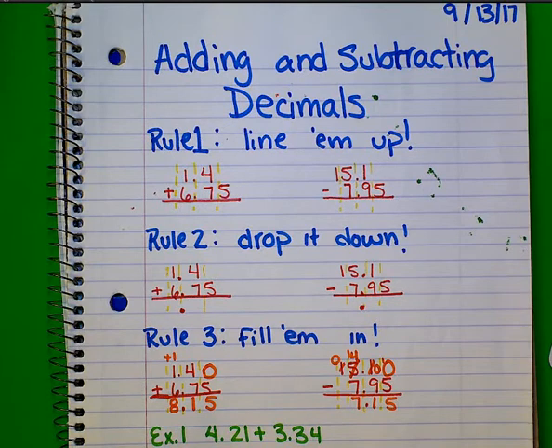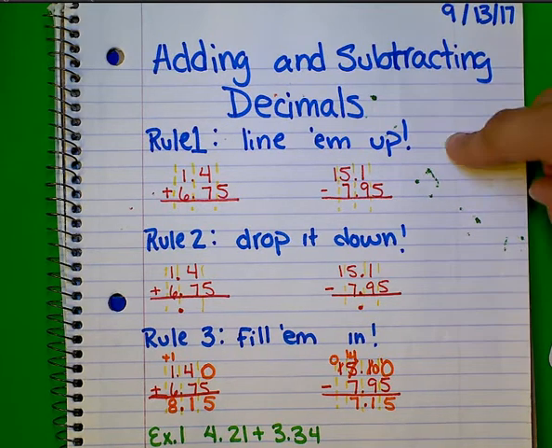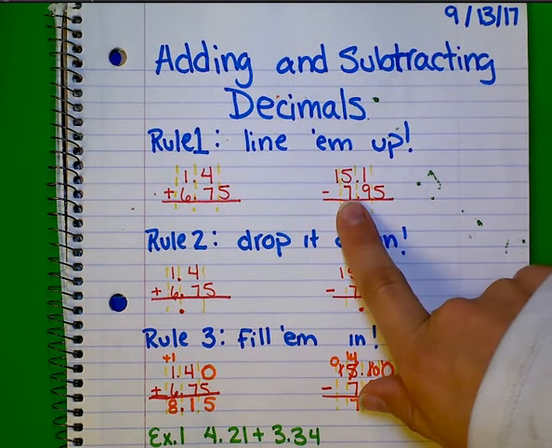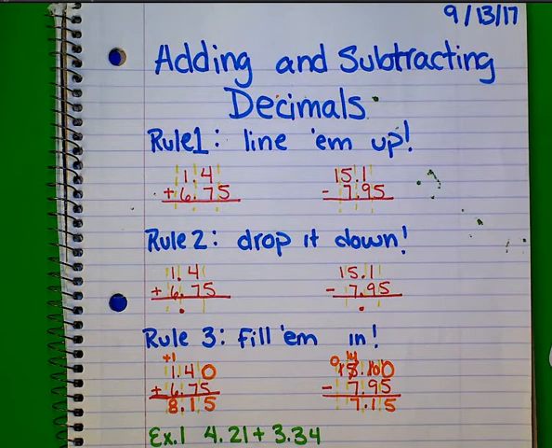Rule number 1 is to line them up. So all you do here for this step is line up the decimal points. A good example for this is to think about real life, think about money.